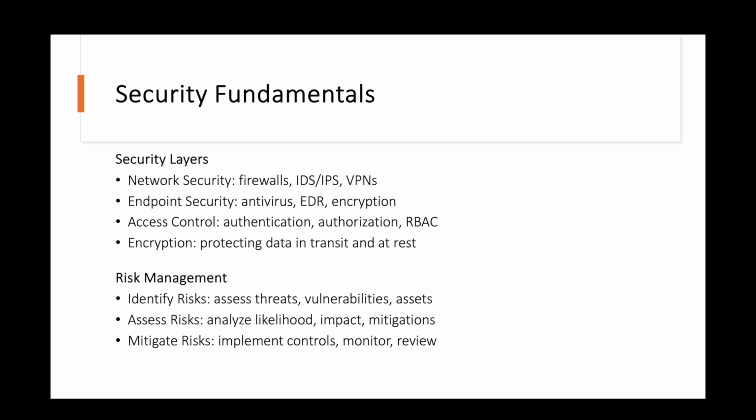Mitigating risk. Risk mitigation involves implementing controls and countermeasures to reduce the likelihood and impact of identified risks to an acceptable level. This may include implementing security controls, applying patches and updates, implementing security awareness training programs, and establishing incident response procedures to address security incidents promptly.